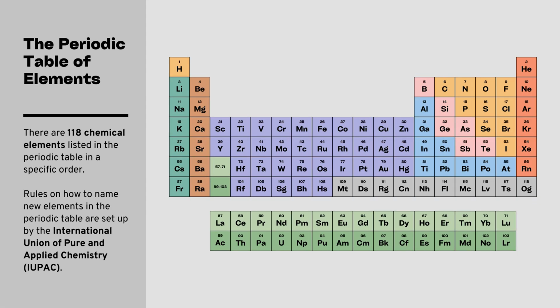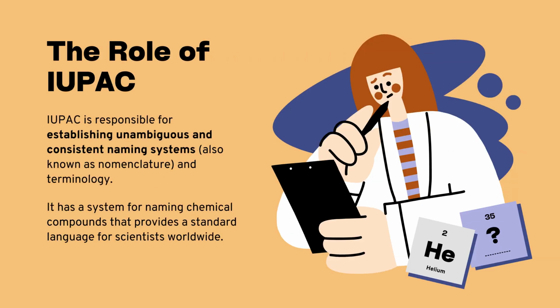The periodic table of elements. There are 118 chemical elements listed in the periodic table in a specific order. Rules on how to name new elements in the periodic table are set up by the International Union of Pure and Applied Chemistry, IUPAC. The role of IUPAC. IUPAC is responsible for establishing unambiguous and consistent naming systems, also known as nomenclature, and terminology. It has a system for naming chemical compounds that provides a standard language for scientists worldwide.